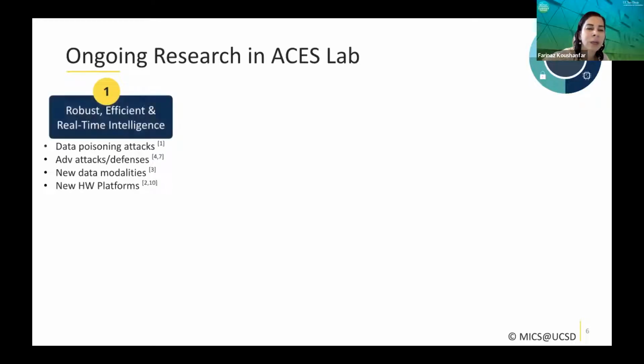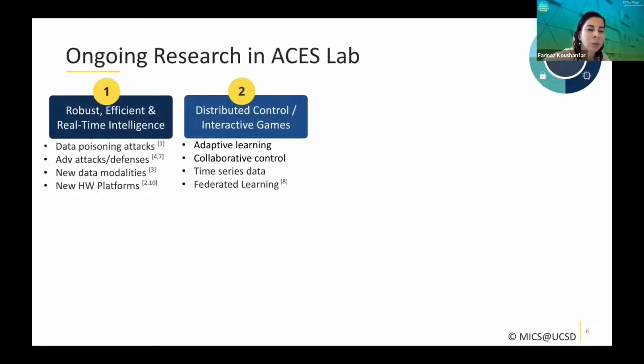And some of the ongoing work that we've been looking at in this field, and I'm going to go through a basic tutorial and then talk about it, is efficient real-time intelligence, which is really impacted, as I mentioned to you in the application of an automated car, by data poisoning attacks, adversarial attacks, dealing with new data modalities and new hardware platforms as they emerge. So how do you make sure that these systems are robust, efficient, and can work in real time? This is a real big challenge.